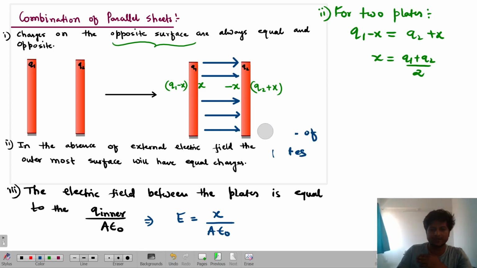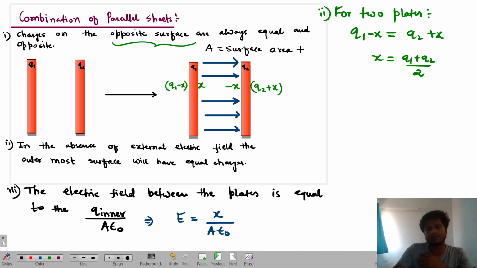Is that clear? Let me write fully. A is the surface area of plates. Are you able to get me?